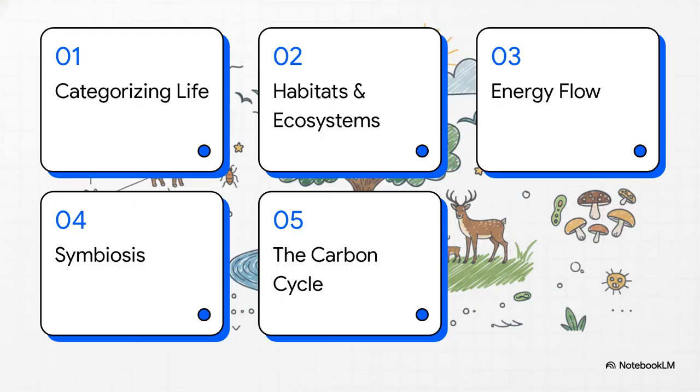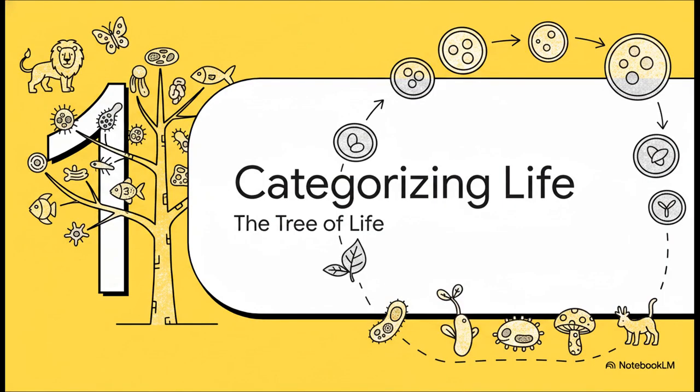Here's our game plan for today. We're going to categorize the tree of life, explore habitats and ecosystems, track how energy flows, uncover the wild world of symbiosis, and finally, look at how the Earth recycles itself through the carbon cycle. Let's jump right in. All right, Section 1, categorizing the tree of life.